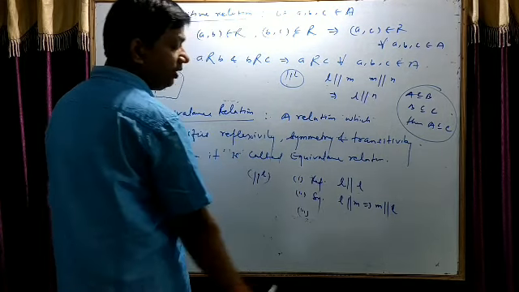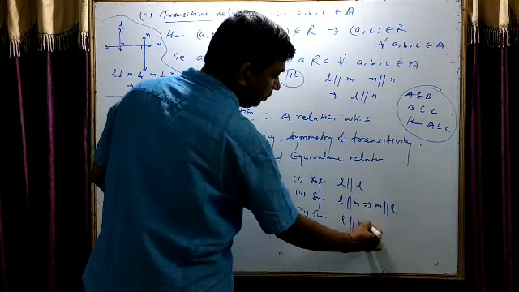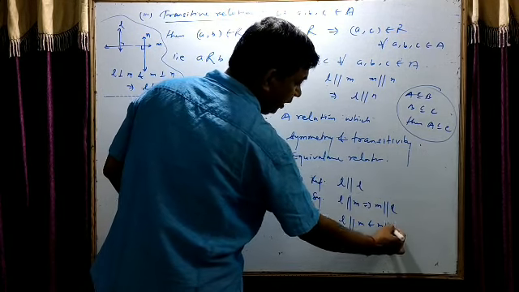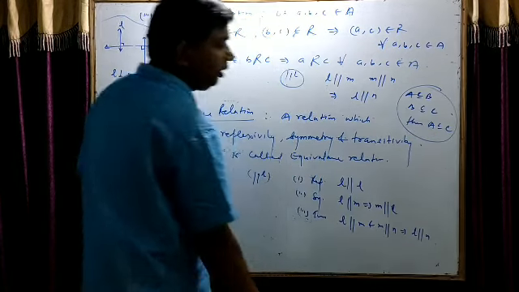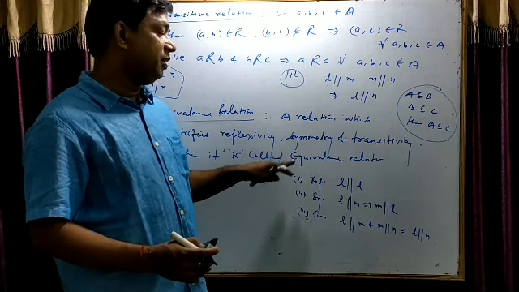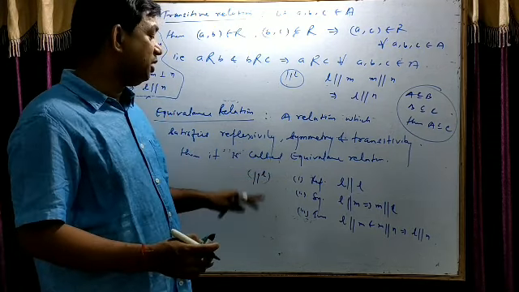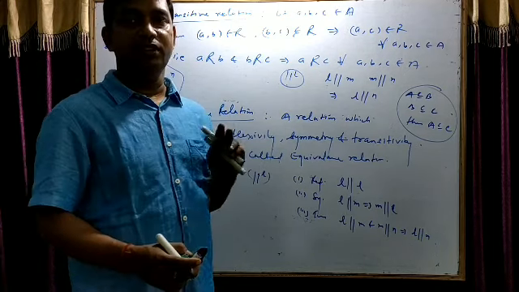And the last is transitive. L parallel to M, M parallel to N, so it implies L parallel to N. So it is transitive. So here the parallel relation satisfies reflexivity, symmetry and transitivity. So this parallel relation is an equivalence relation.